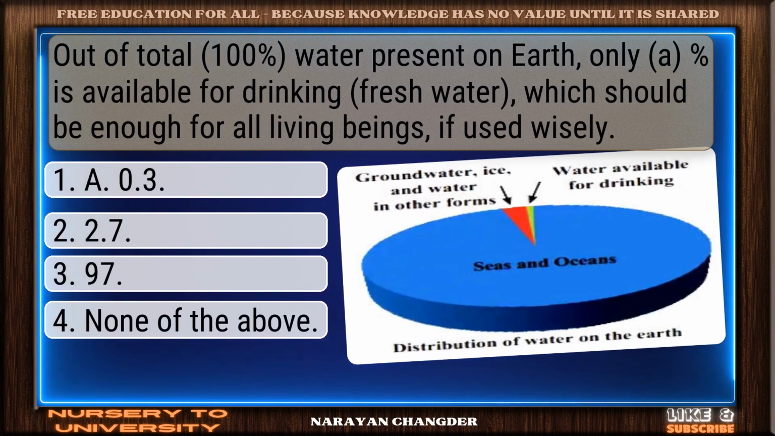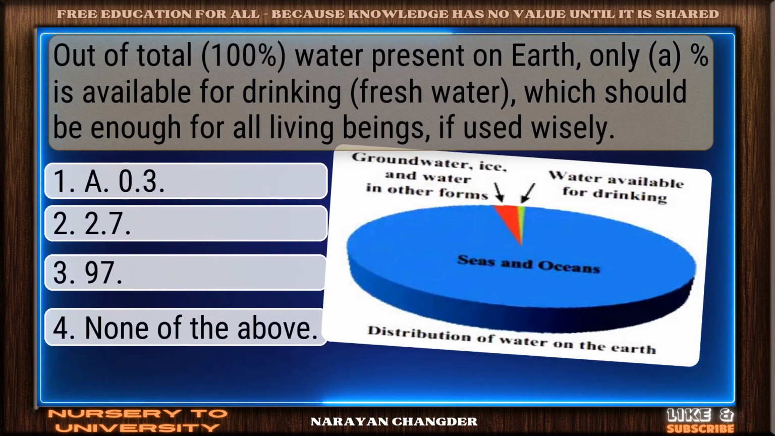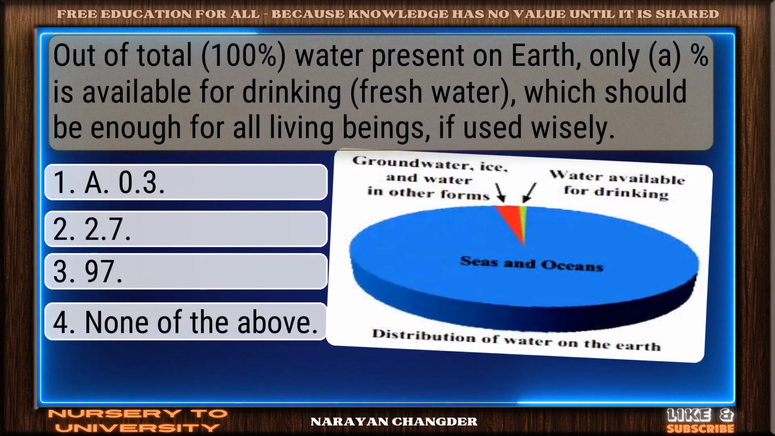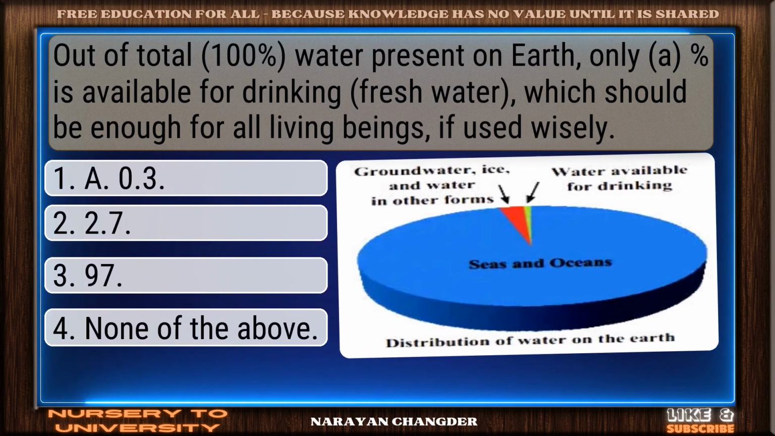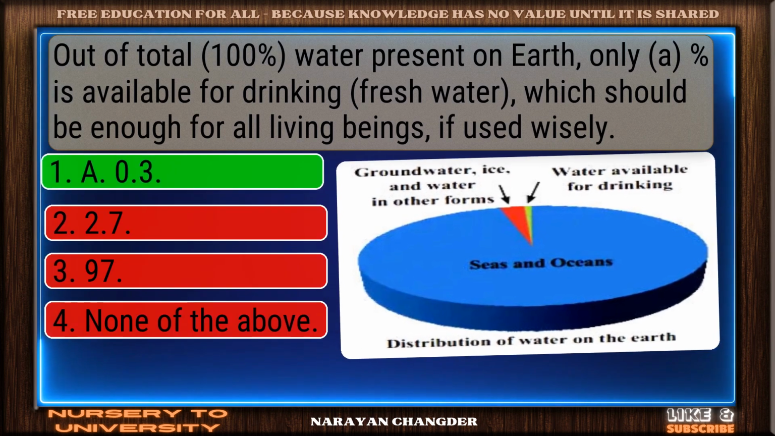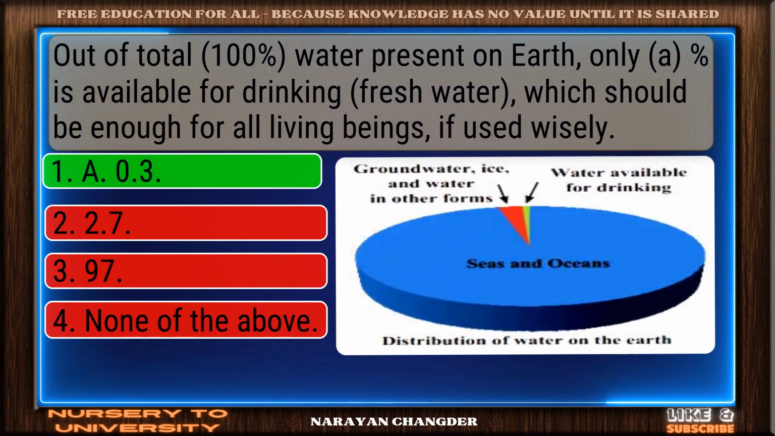Out of total water present on Earth, only % is available for drinking, which should be enough for all living beings, if used wisely. Well done. 0.3 is the right choice.